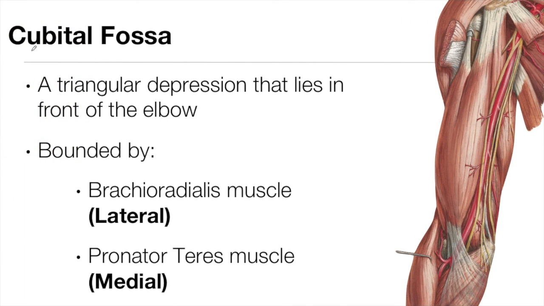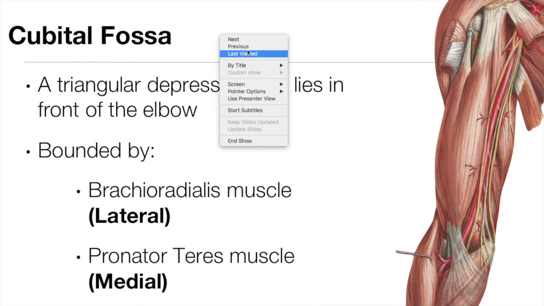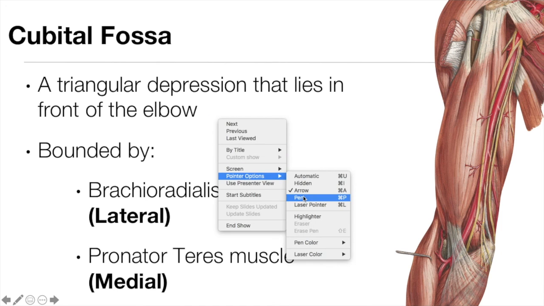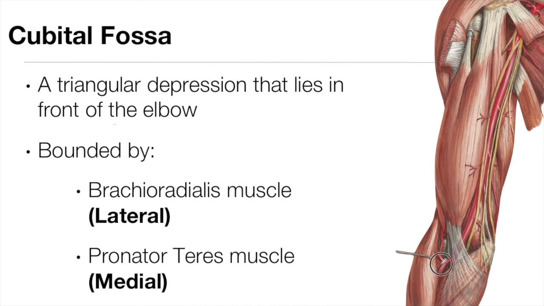And then we have the cubital fossa. Now the cubital fossa is the triangular depression that lies in front of the elbow. So this, ito, yan, di ba may triangle dyan? Yan. So it is bounded by the brachioradialis muscle on its lateral portion. Ito, lateral. So this is the brachioradialis muscle, and the pronator teres muscle on the medial. Yan. This is brachioradialis, and the pronator teres muscle ay iyang nasa medial portion.